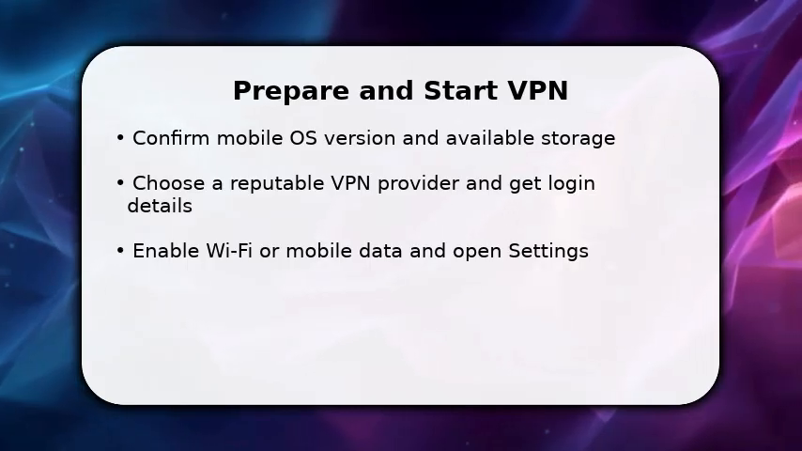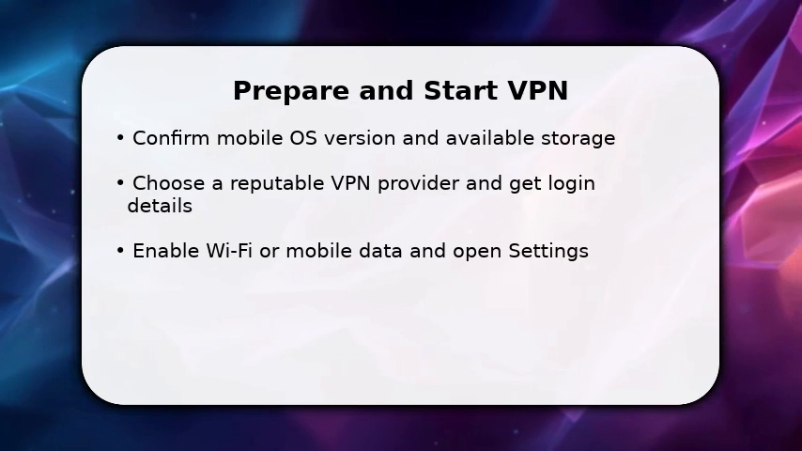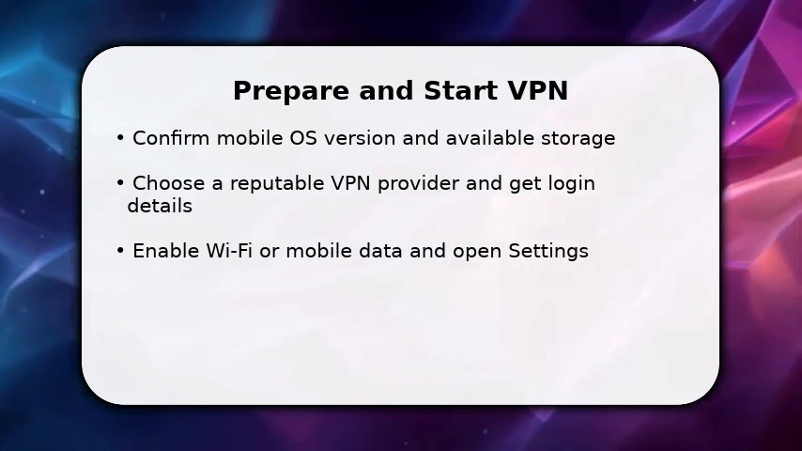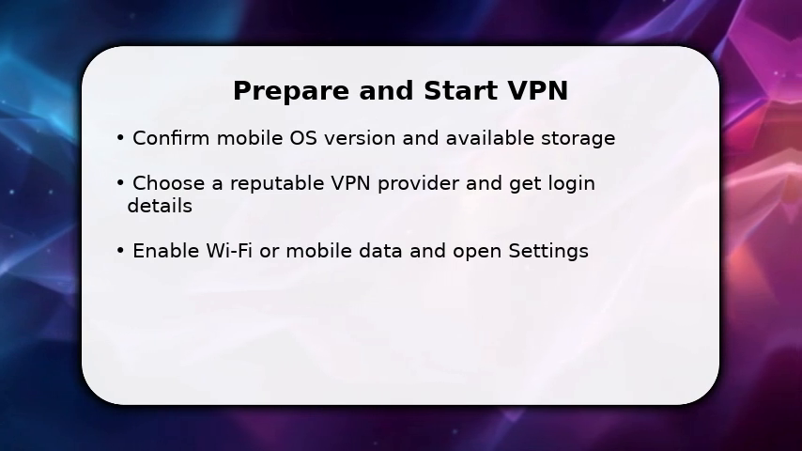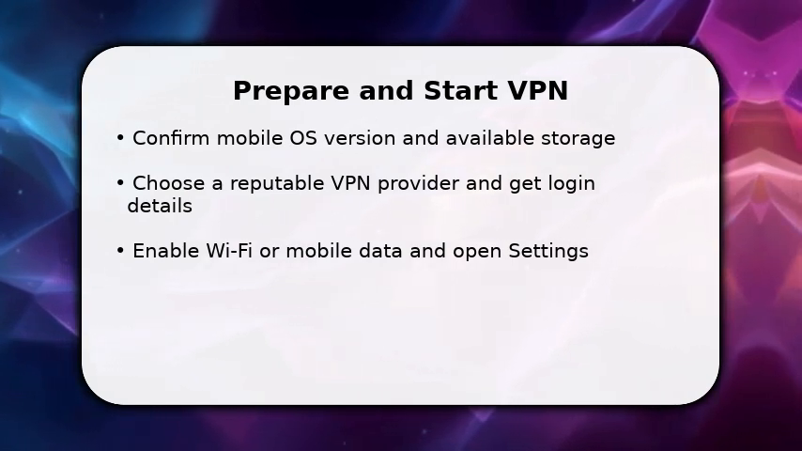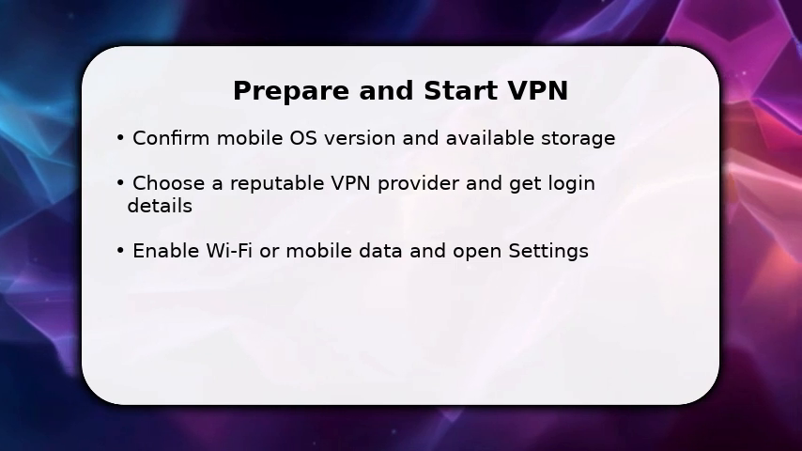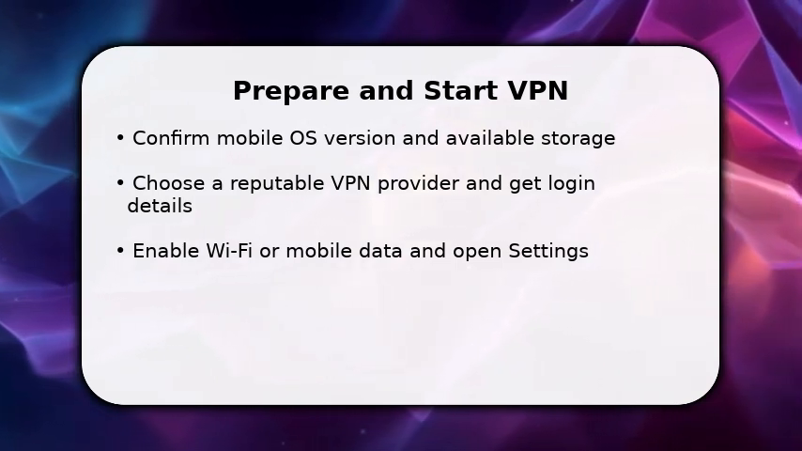You start by confirming prerequisites. Your phone is updated and you have a chosen VPN account. Once done, open Settings and locate Network or Connections. Tap VPN to add a new profile. This is the first actionable step.